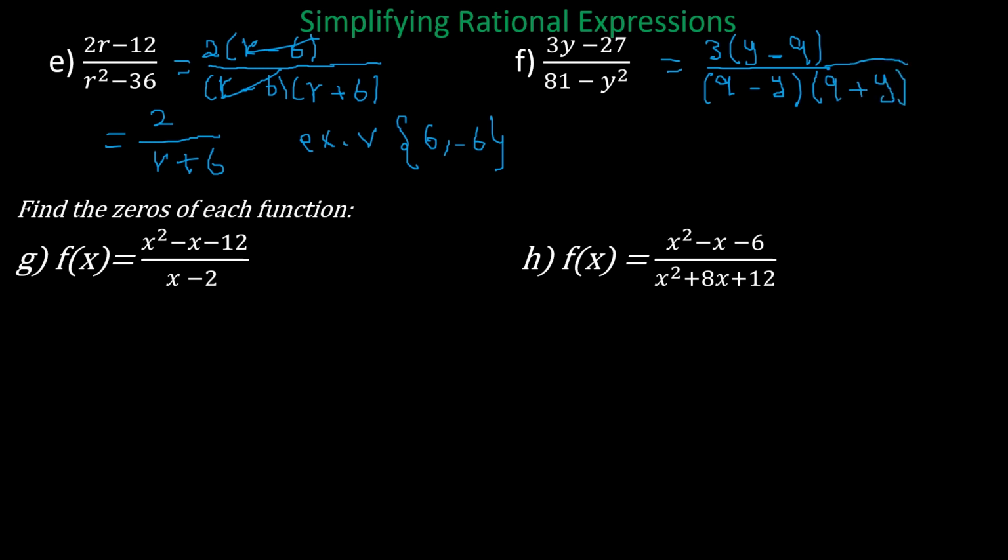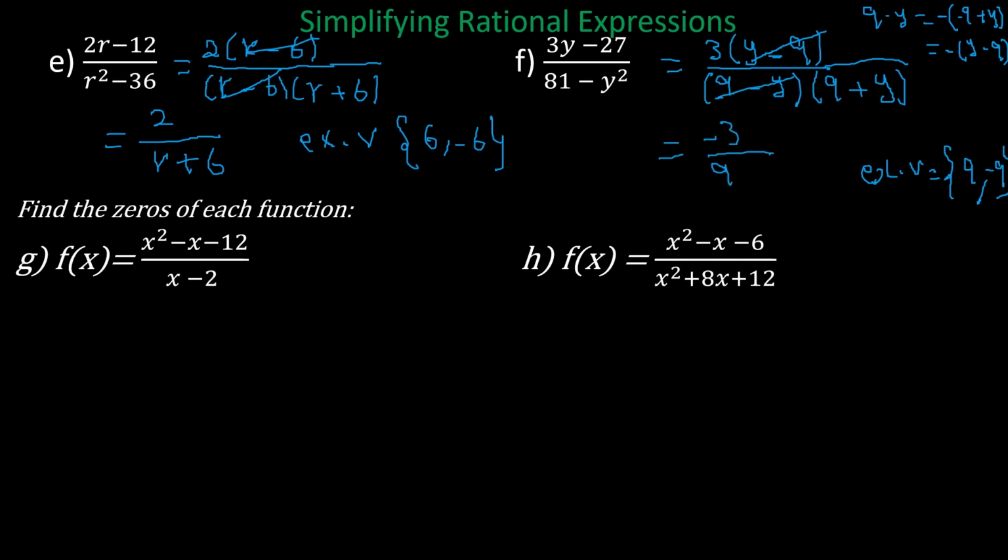So the excluded value here will be 9 minus y equals 0, so y would be 9 or negative 9. Now let's simplify. Y minus 9 equals negative 9 minus y. Well, let's explain this. 9 minus y can be written as negative 9 plus y, which is negative y minus 9. It's the same. So to cancel this bracket y minus 9, since this was 9 minus y, it gives you a negative. We have to write negative 3 over 9 plus y.